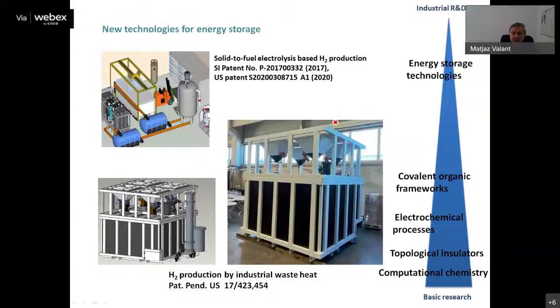And finally, coming to energy storage technology, we have patented some very interesting technologies, basically chemical cycles for energy storage and production of hydrogen. Now we are producing prototypes and trying to commercialize this. At the same time, we are also investigating the chemical and physical fundamentals of these processes.